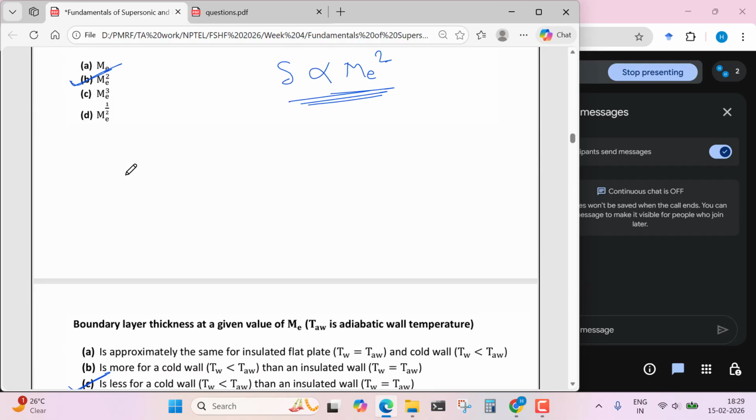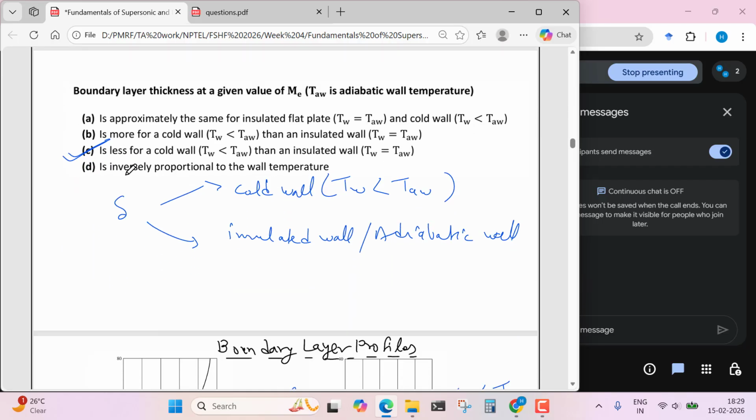Was there any doubt in the last problem? Okay, then we'll start with the next problem.